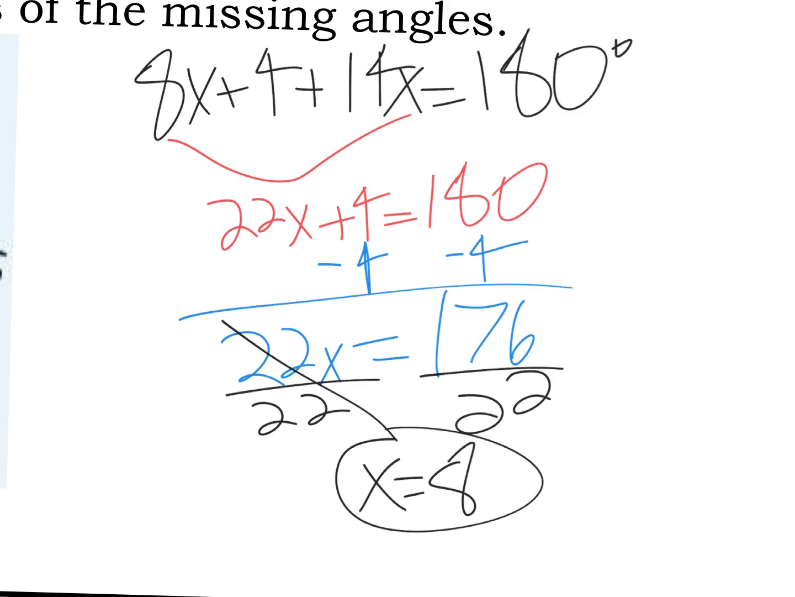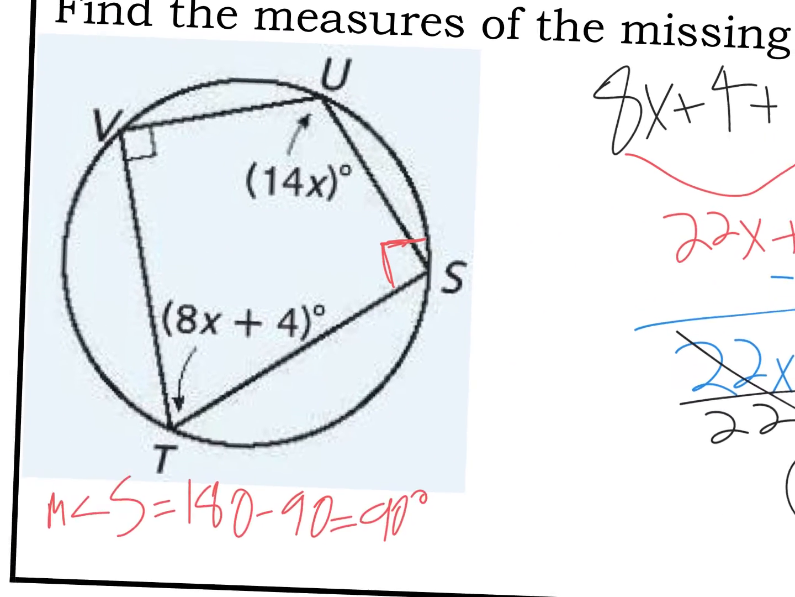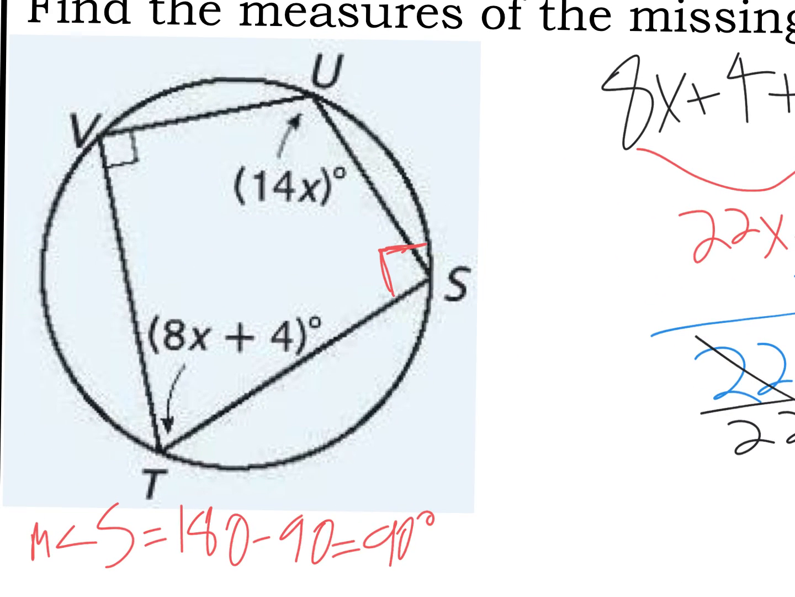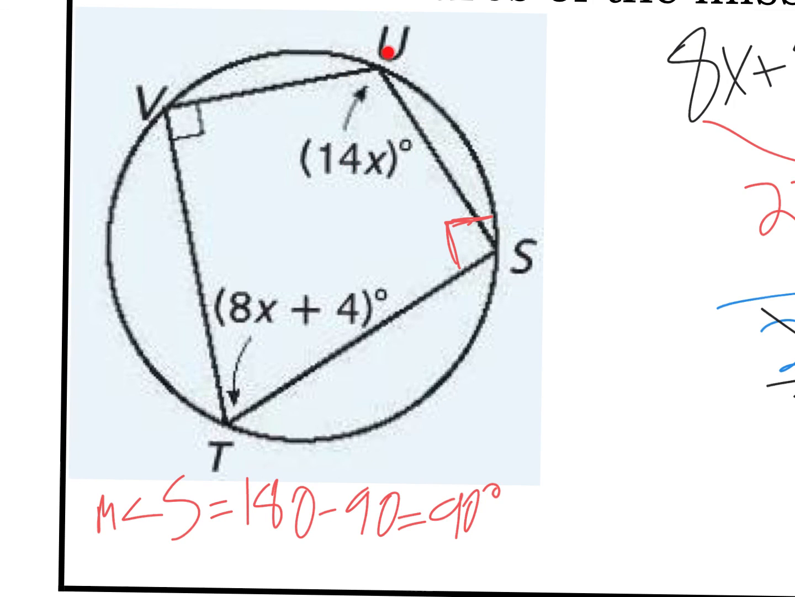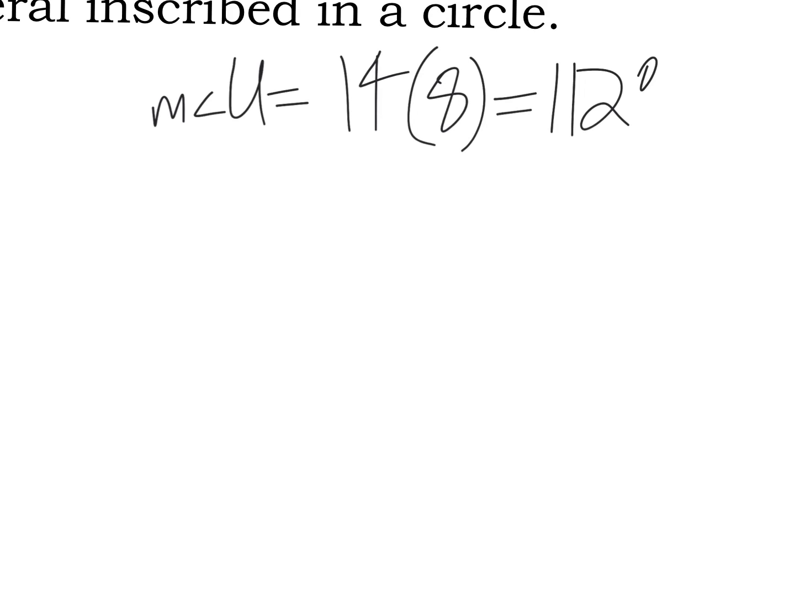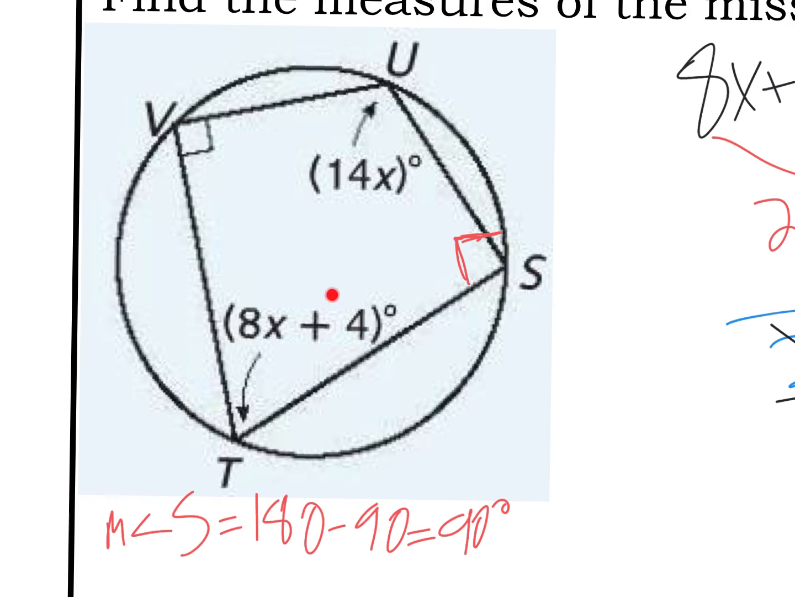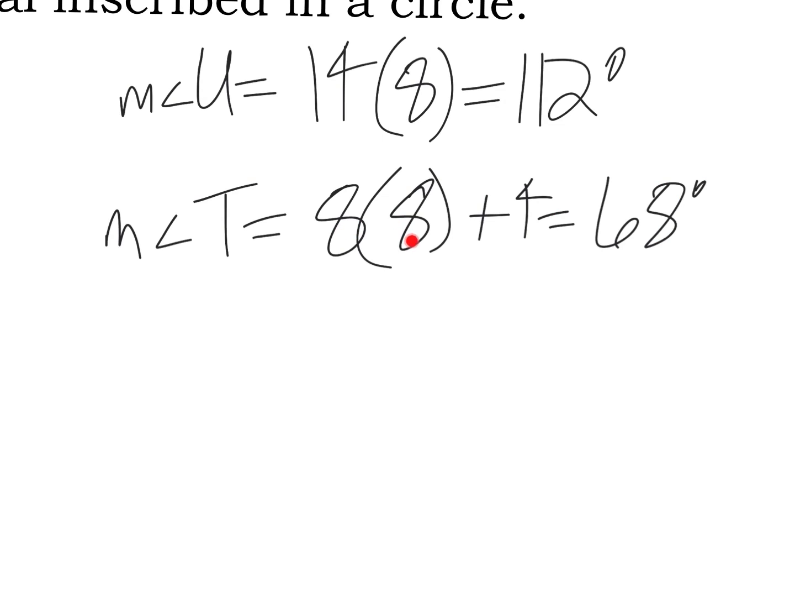So if x equals 8, then I can figure out my missing angles t and u. The measure of angle u is 14x, so that's 14 times 8, which is 112 degrees. The measure of angle t, 8x plus 4, is 8 times 8 plus 4. 8 times 8 is 64, and 64 plus 4 is 68 degrees. And you can do a quick mental check. What's 112 plus 68? That's 180 degrees, which is what they should add up to. So that means you did it correctly.